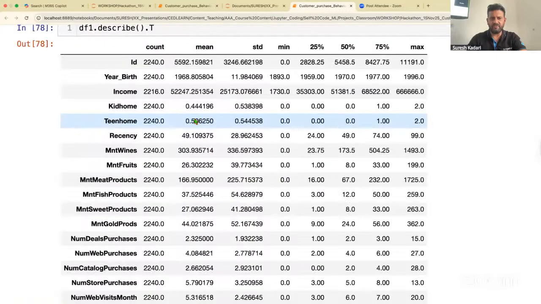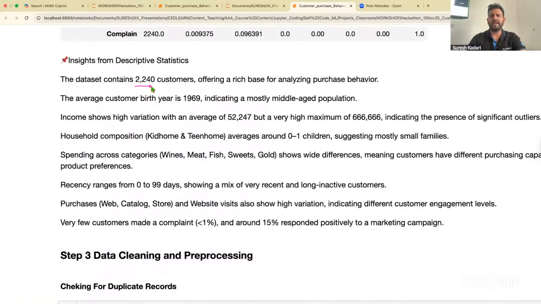We are done with this. So again, I go with insights. What are the insights from the descriptive? What I got: it contains these many records, and the average customer birth year is 1969. 1969, and today that is too much. Okay, indicating mostly a middle-aged population at that time.